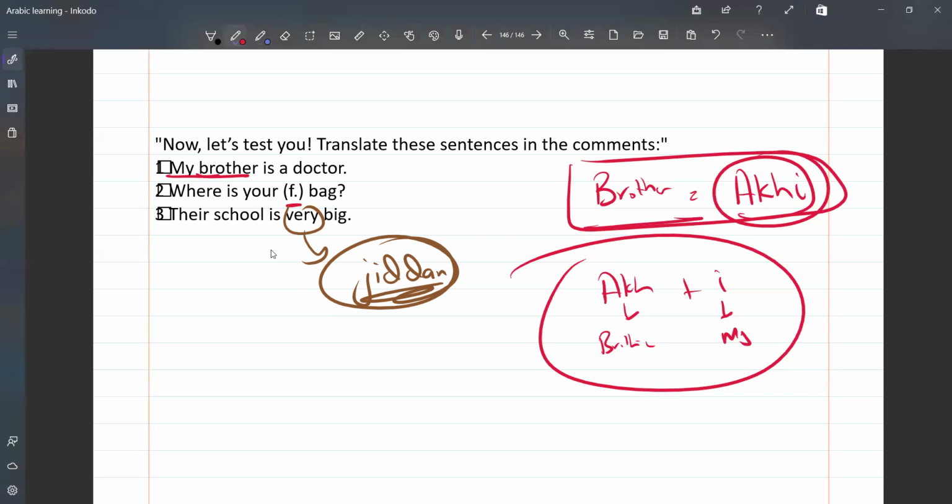Doctor, we have studied, how do we say doctor in Arabic? See the previous lectures. And bag also we have studied in the previous lectures, right? And the meaning of where, how do we say where in Arabic? We have done this. And school also we have done. How do we say big in Arabic? We have learned it, right? So see the previous lectures. Write me in the comment section. We'll meet you in the next video.